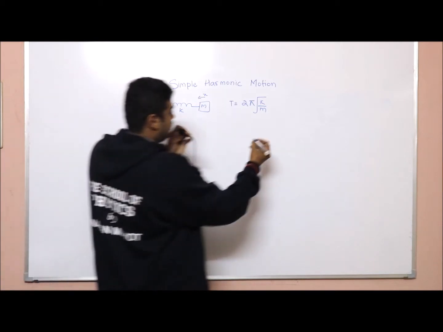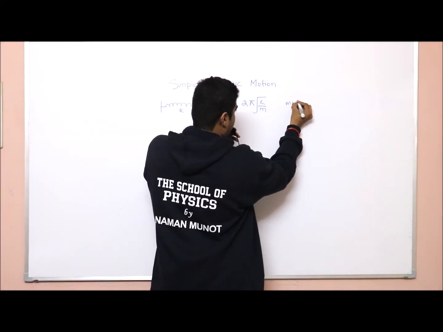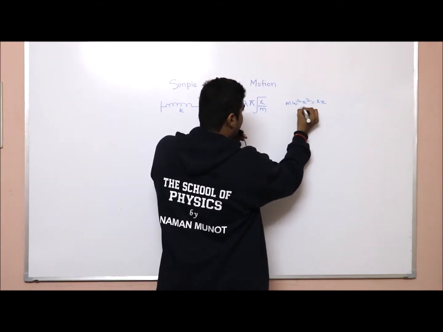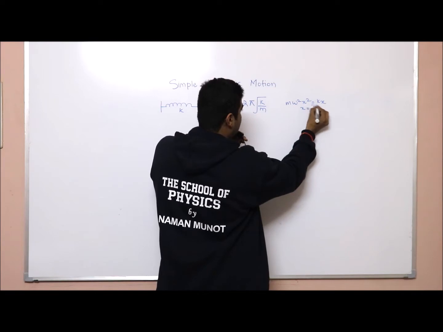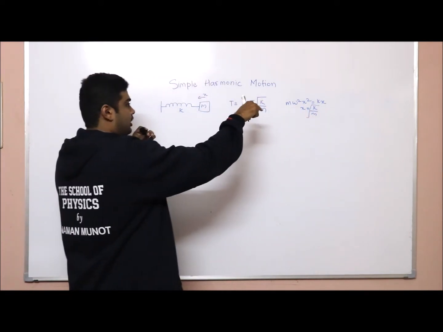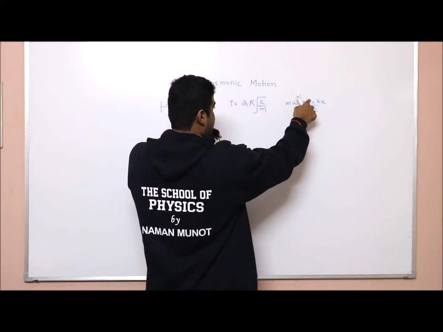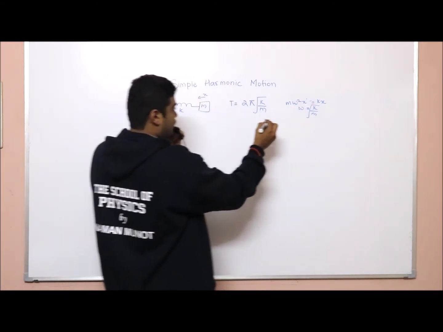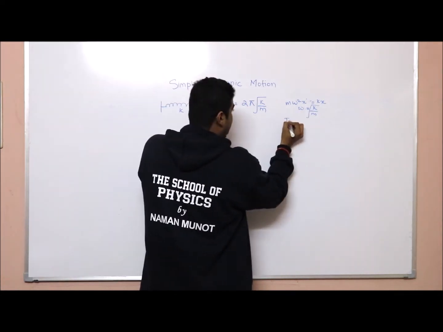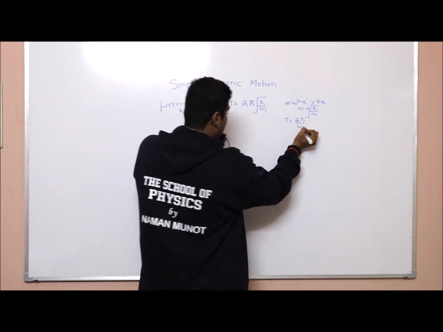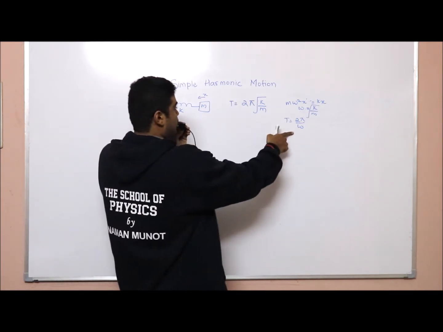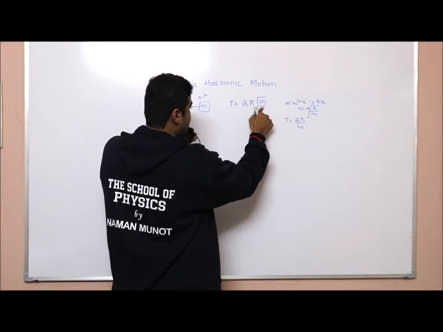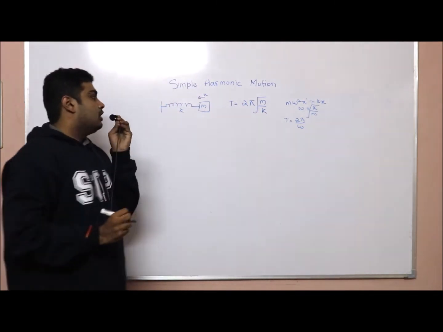Let me just check one second. m omega square x is equal to k x. So omega square is k by m, and omega is under root k by m, and T is equal to 2 pi by omega. So omega is under root k by m, but T is not k by m. Whenever you get confused, you can use this equation. It is 2 pi under root m by k.